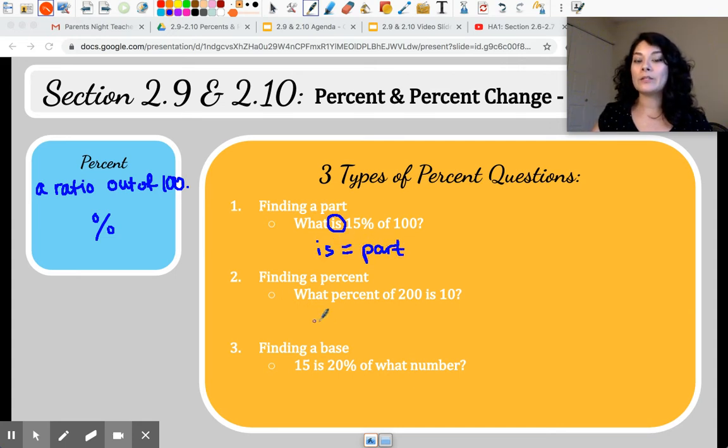You could also be asked to find percent. So what percent? Obviously, it's explicitly asking you. If you see the word percent, that's your percent. What percent of 200 is 10?